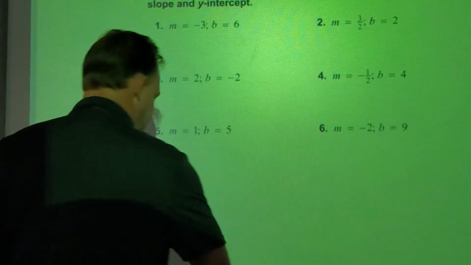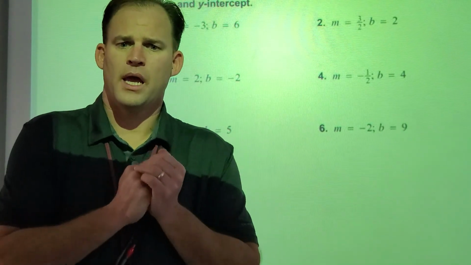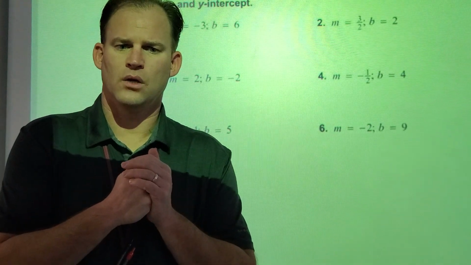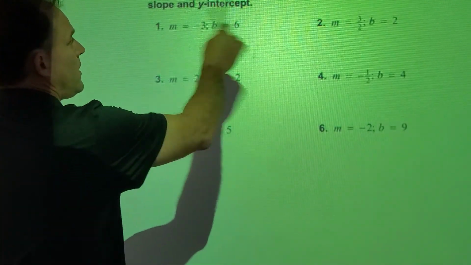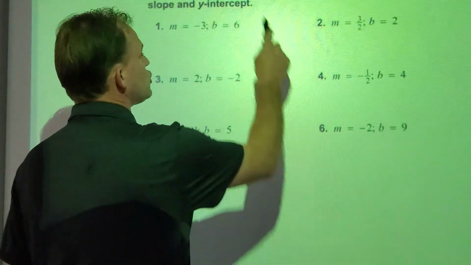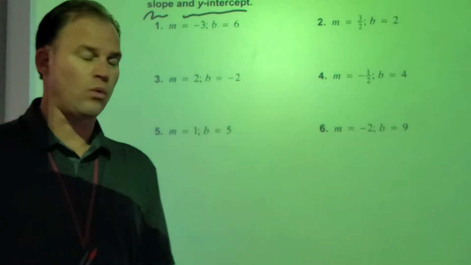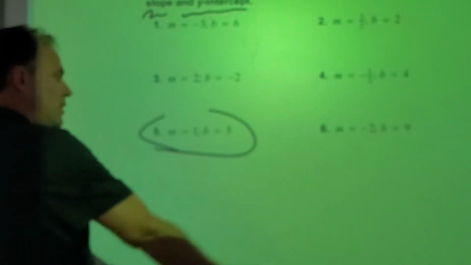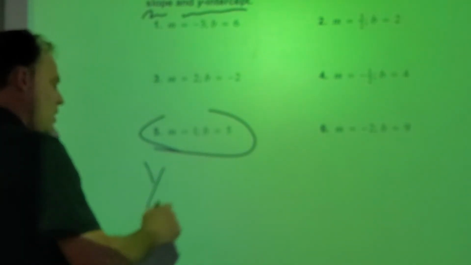Alrighty, here we go. So it's Tuesday, and we are on section 4.2. Yesterday we talked about how to write an equation in slope-intercept form when I give you the slope and the y-intercept. So I'll just take a look at one right here. It says m equals 1, b equals 5.